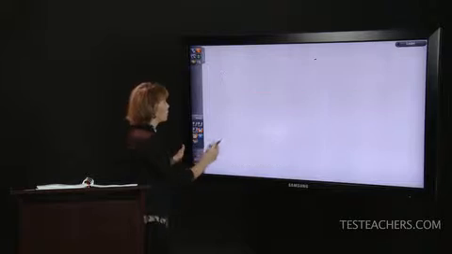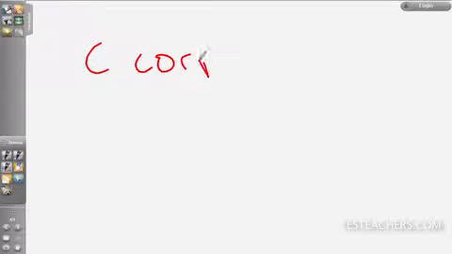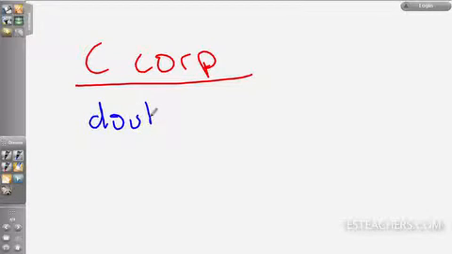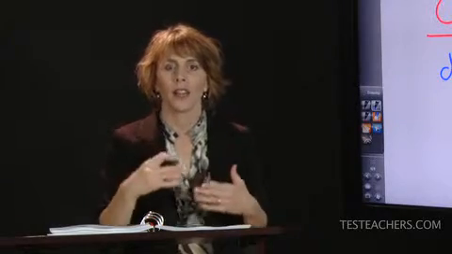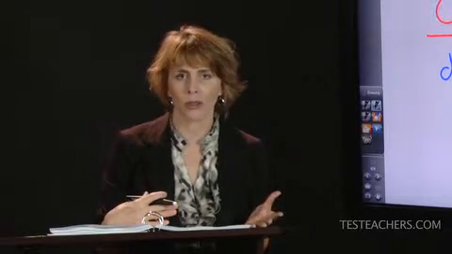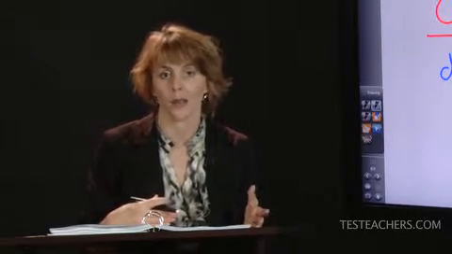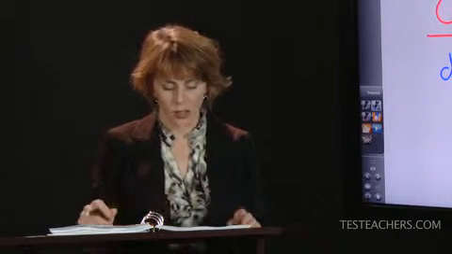Publicly traded companies are C corporations. They are subject to double taxation, in that the business pays the IRS, and then out of the after-tax income of the business, they pay a dividend to the shareholders, and then the shareholders owe taxes on the dividend as well. So double taxation for a C corporation.